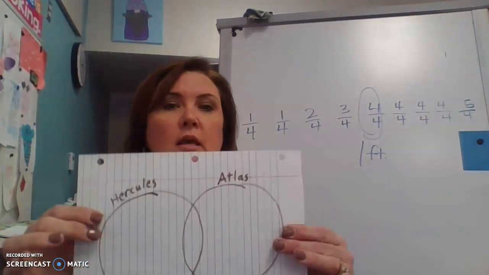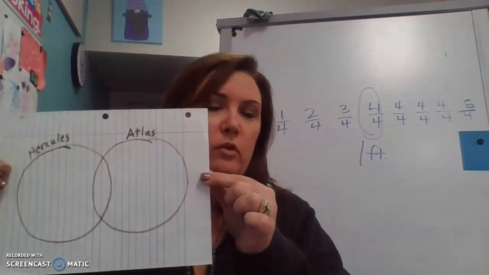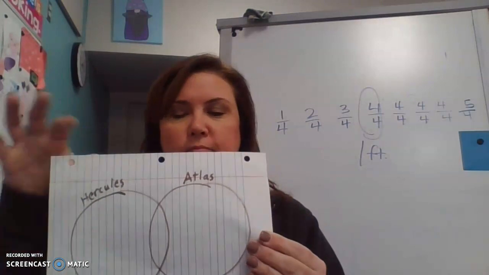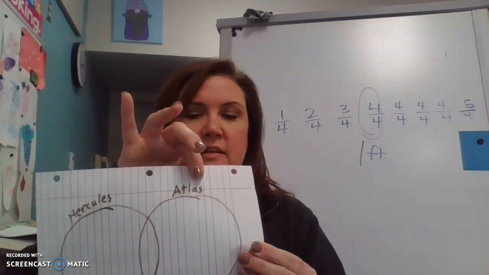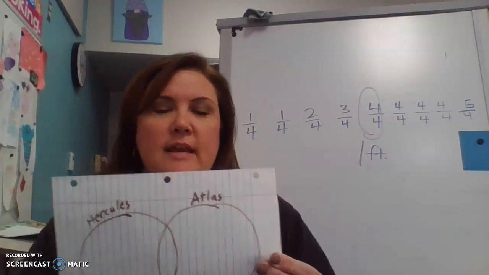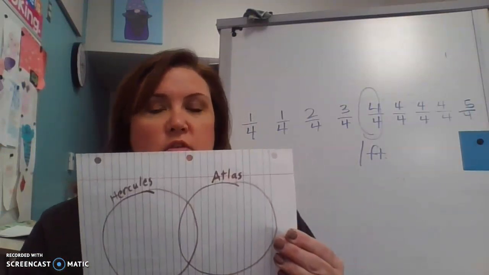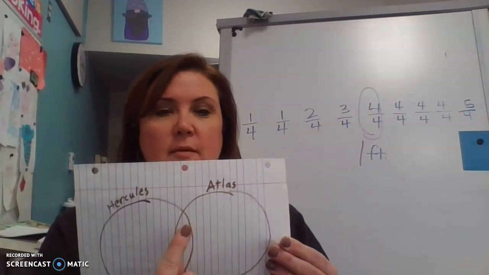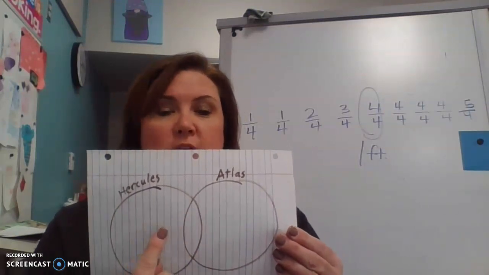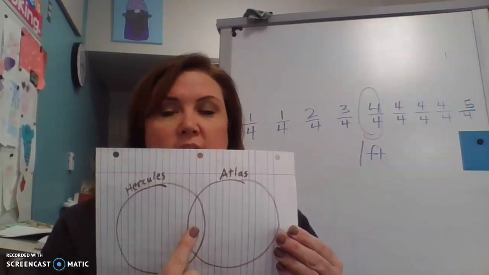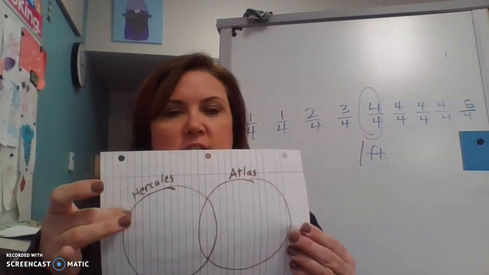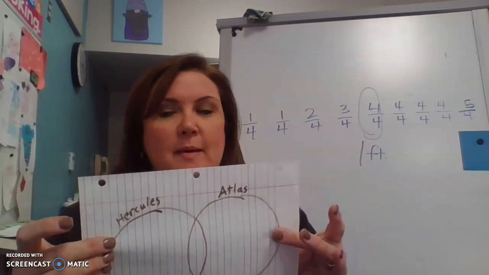In our packet, we made a Venn diagram, but if you can find a piece of paper, you can make a simple Venn diagram. Hercules and Atlas, and then what they have in common is the overlap part. Now, we came up with a few things after reading the story. We said that both of them were clever. We said that both of them were being punished in some way. You'll have to read the story to find out. And then differences between Hercules and Atlas: size.